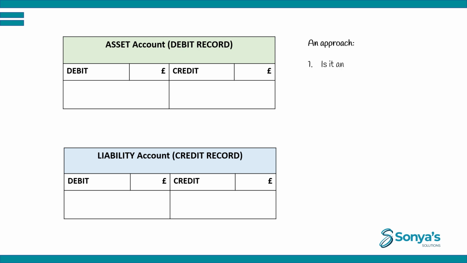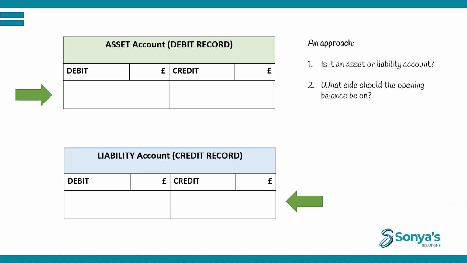The first step is to consider whether you're using an asset or liability account. Then, establish which side you'd expect to see the opening balance on. An asset account is a debit record, so you'd expect to see the opening balance on the debit side. A liability account is a credit record, so you'd expect to see the opening balance on the credit side.